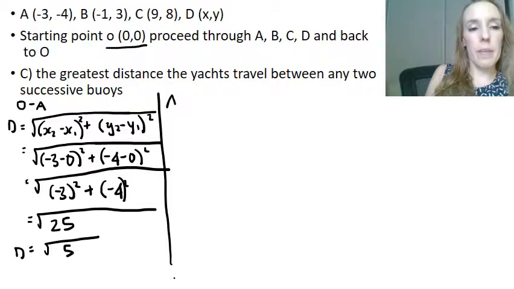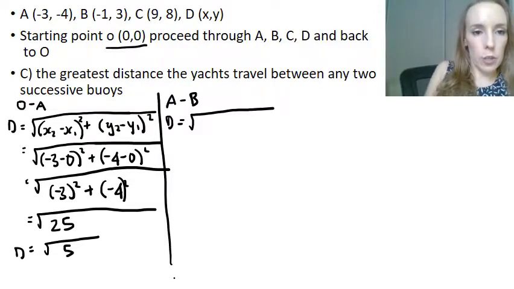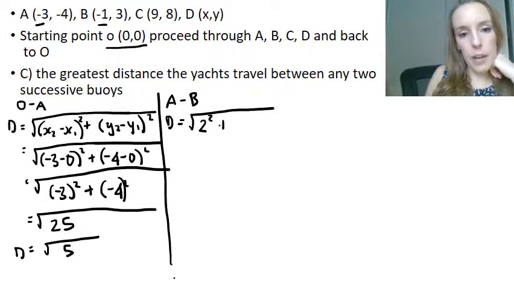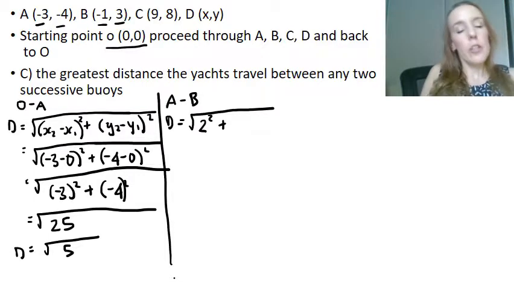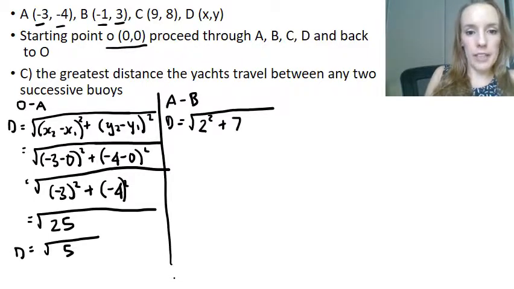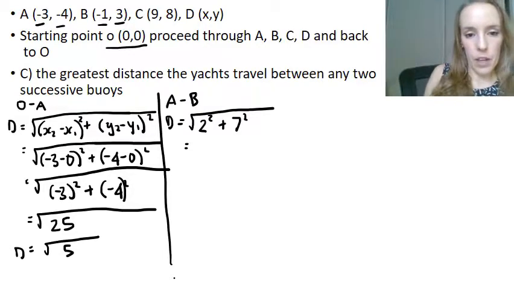Our next point is going to be the distance from A to B. So again, our distance is equal to x2 take x1. So x2 is -1 take -3. -1 take -3 is 2. So 2 squared plus y2, which is 3, take 4. So 3 take -4, I should say, which is 7 squared. And type that into our calculator. So 2 squared plus 7 squared equals 7.28.